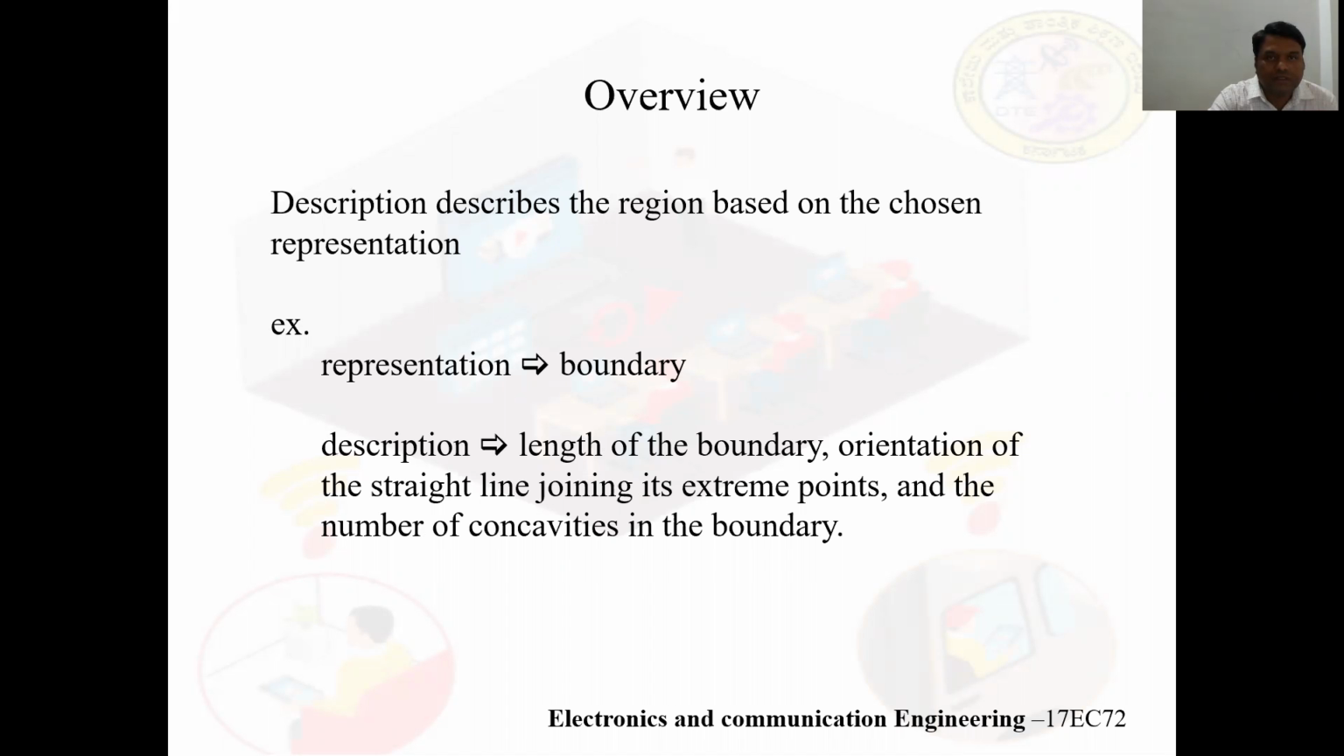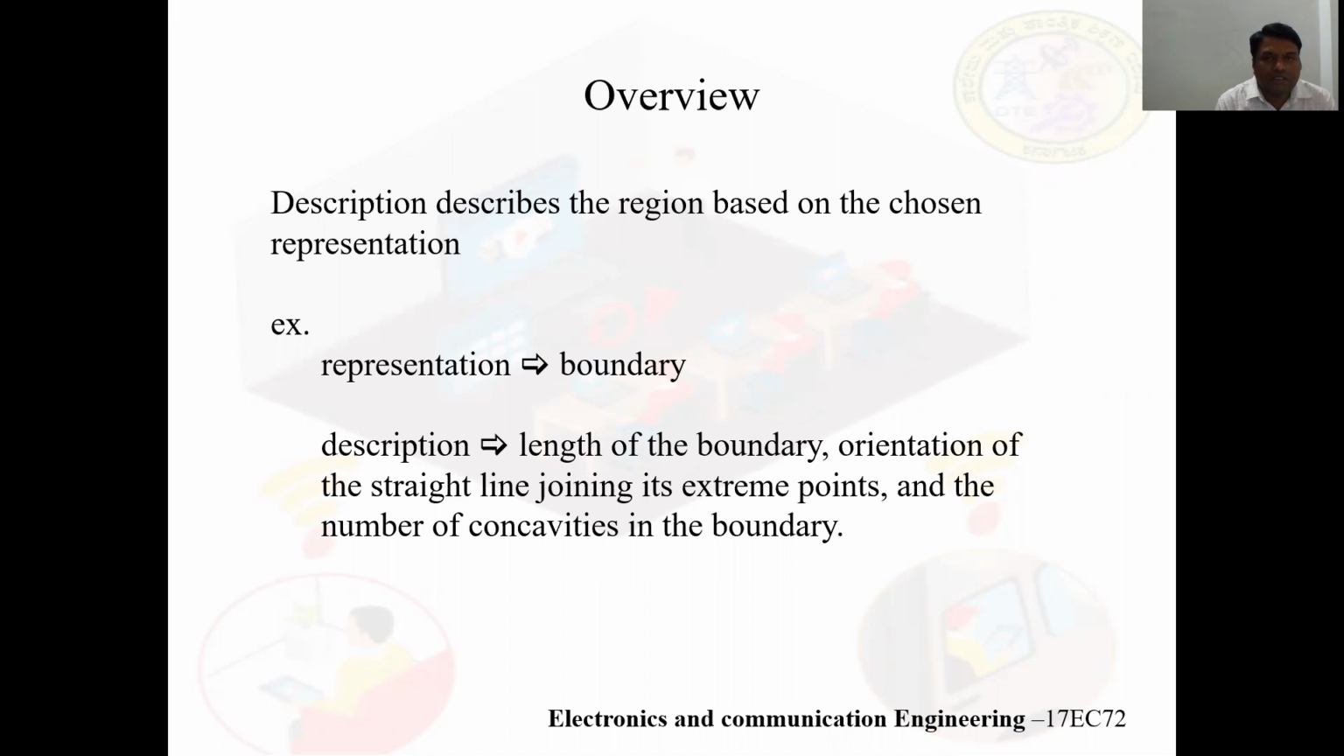Description describes the region based on the chosen representation. Example, representation, boundary, description, length of the boundary, orientation of the straight line joining its extreme points, and the number of concavities in the boundary.